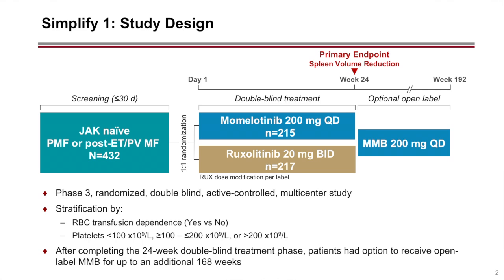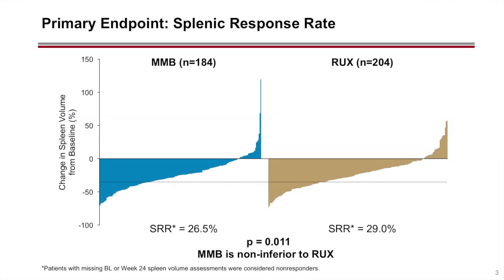The randomized phase 3 study was developed for the frontline setting in JAK naive patients. 432 patients that were JAK inhibitor naive with myelofibrosis were randomized between momelotinib and Ruxolitinib in a double-blinded fashion with an open-label component of momelotinib as a single agent. Patients were stratified according to red cell transfusion dependence and their level of platelets. The study had mixed results that I will go through.